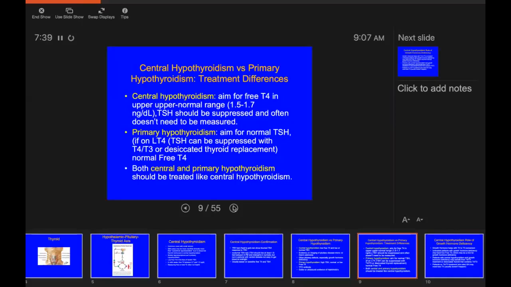Now, a lot of my patients have both, though. So what do you do if patients have both central and primary hypothyroidism? I treat it like central hypothyroidism. I still aim for that highest free T4 and a suppressed TSH.